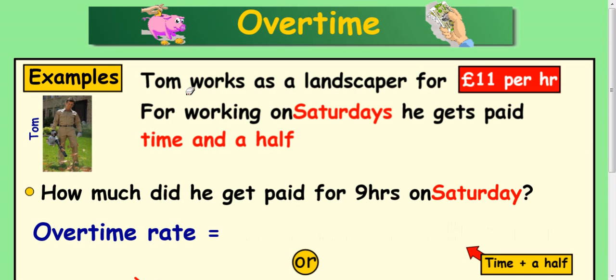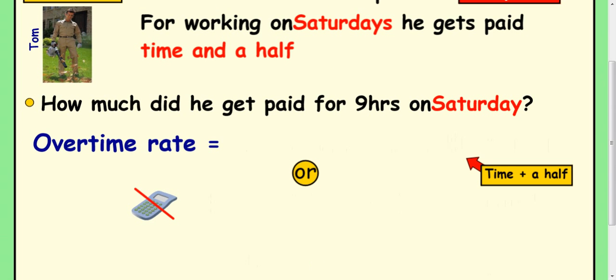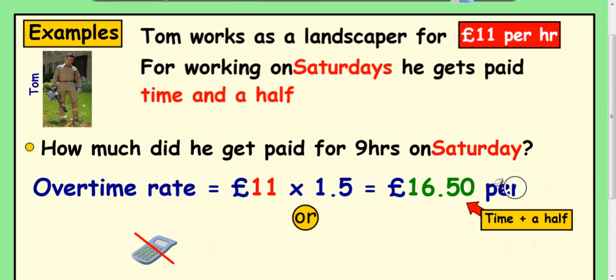Okay, let's look at this example. Tom works as a landscaper for £11 an hour. For working on a Saturday, he gets paid time and a half. How much did he get for 9 hours on Saturday? That's 9 hours at his time and a half rate, so let's work that out first. His time and a half rate is 11 plus a half of 11, or you could just multiply by 1.5. So 11 times 1.5, that's £16.50 per hour.